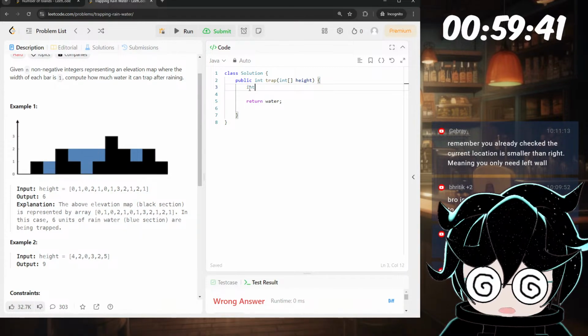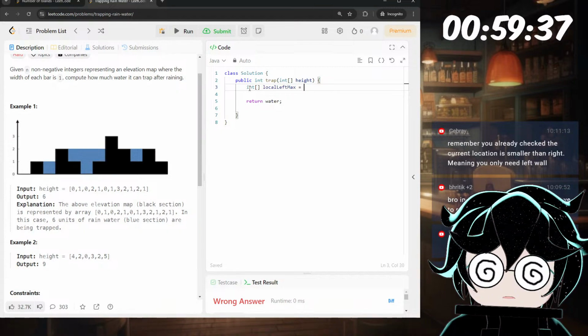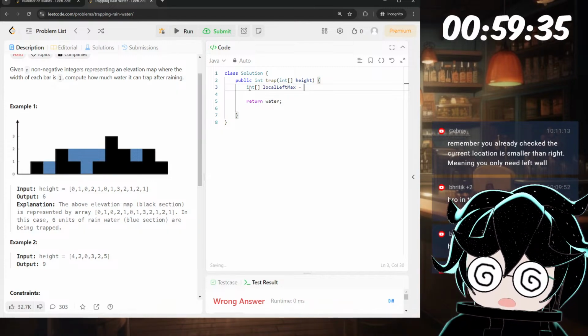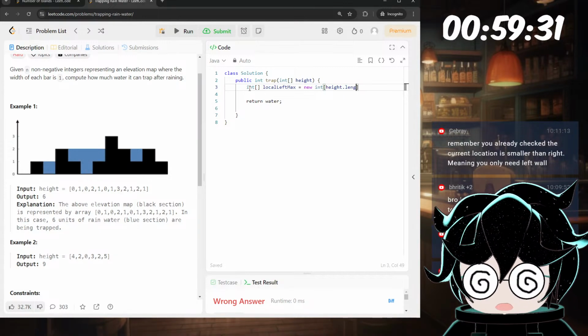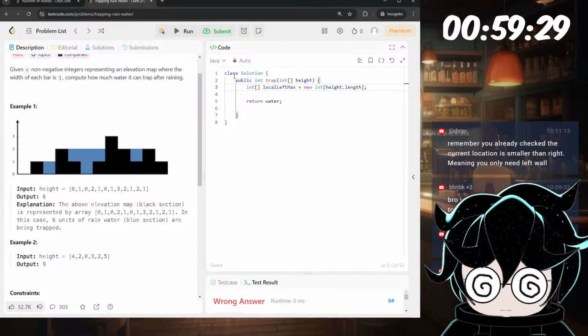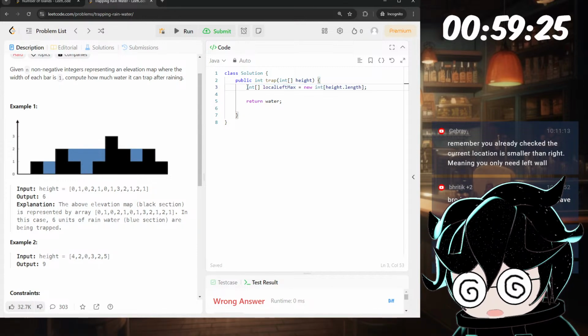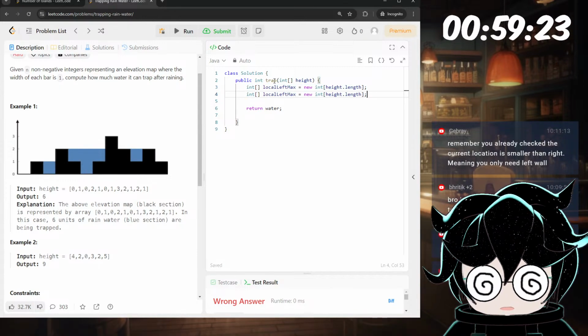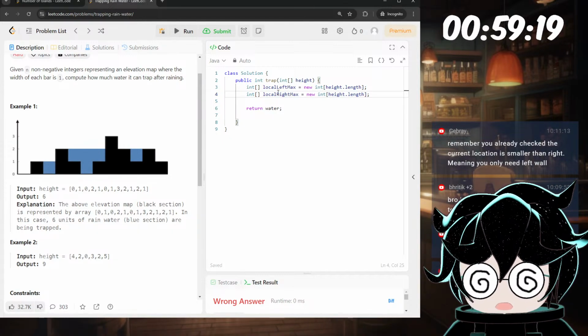Okay, so int local left max is equal to new int height dot length. You know, maybe if I solve this, the greedy one will become a bit more understandable for me.